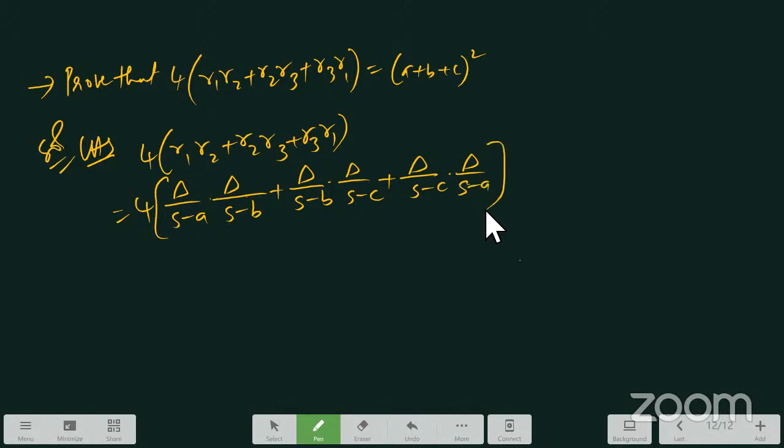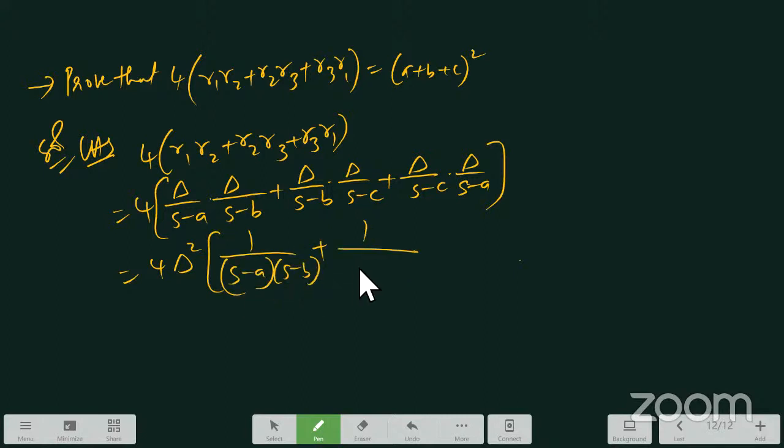Here 4 into R1, delta by S minus A, delta by S minus B, plus delta by S minus B into delta by S minus C, plus delta by S minus C into delta by S minus C. So everywhere delta square you take common: 1 by S minus A into S minus B, 1 by S minus B into S minus C, 1 by S minus C into S minus C.